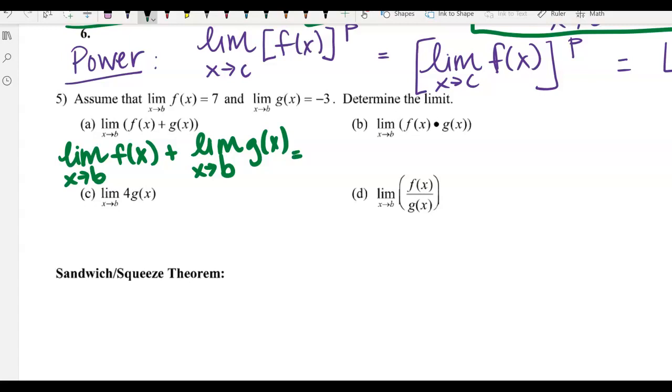Annabelle, what is the limit of f of x as x approaches b based on our instruction? Great. And Paige, what is the limit as x approaches b for g of x? -3. Great. Let's add them together. Drew, 7 take away 3 is? 4. Look at that, easy peasy. All right, you guys practice B, C, and D in your team. I'll put 2 minutes on the clock.